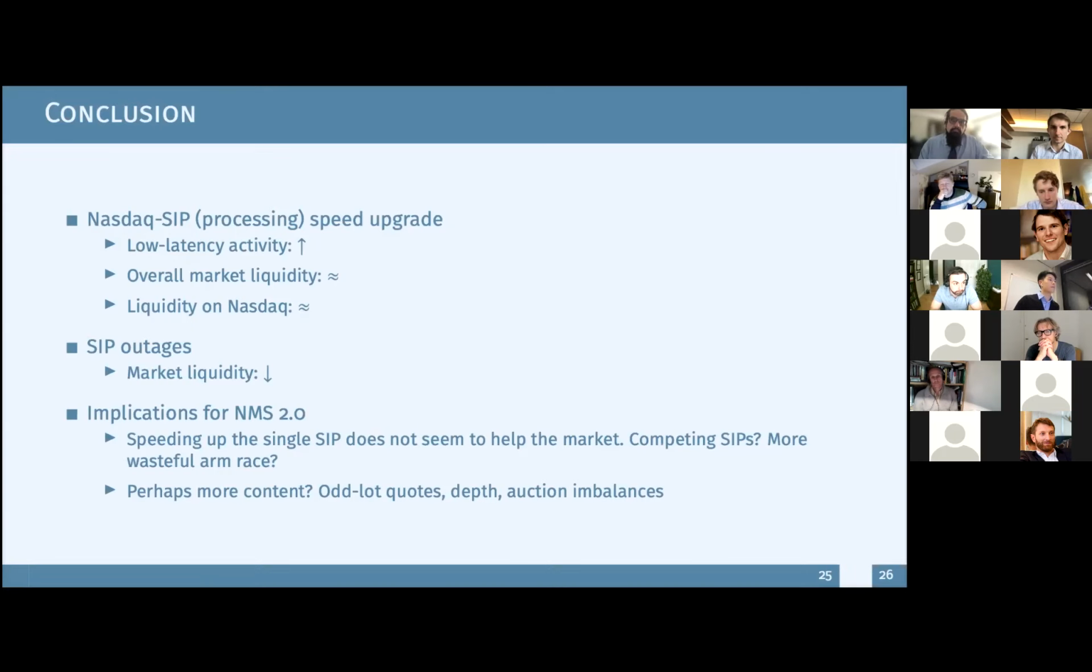But I think for the other proposals in Reg NMS 2.0, for example adding more content, such as depth-of-book quotes and auction imbalances, you really enhance the SIP by including more information. Maybe that information can be used by slow traders more effectively compared to just increasing the speed of the SIP a bit.